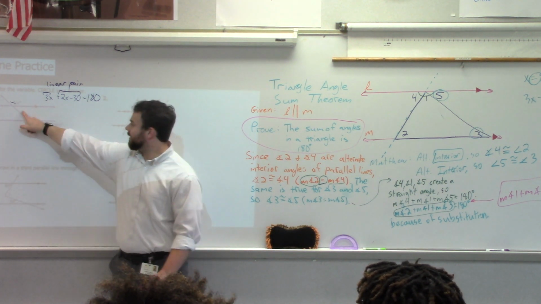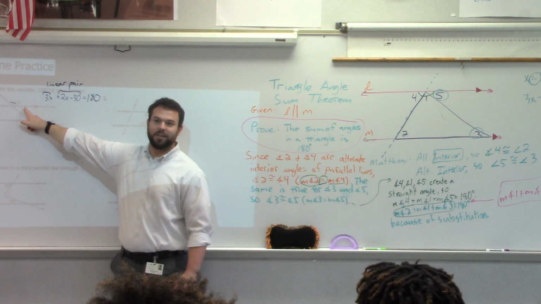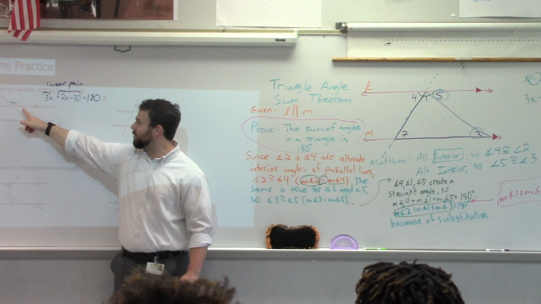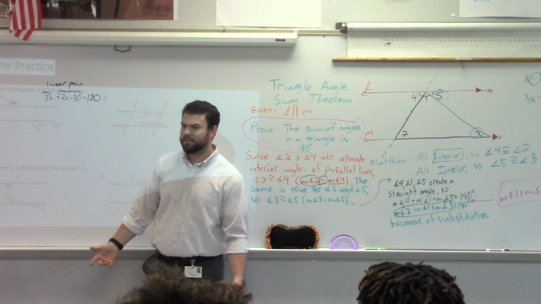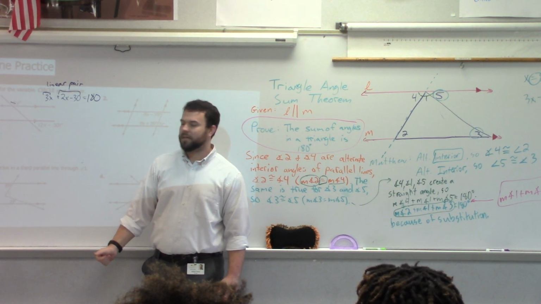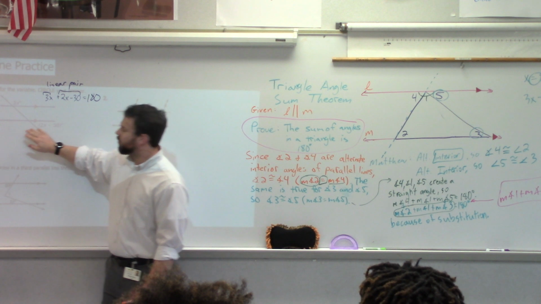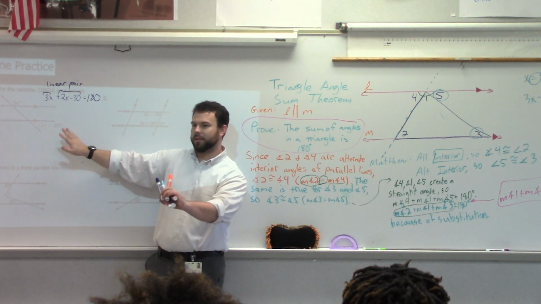It's still there. That does not say 2x minus 30. How did I know this was 2x minus 30? Because it's congruent to angle 1 and then angle 1 and angle 2. But okay, stop. Hold on. I need y'all to look at this.